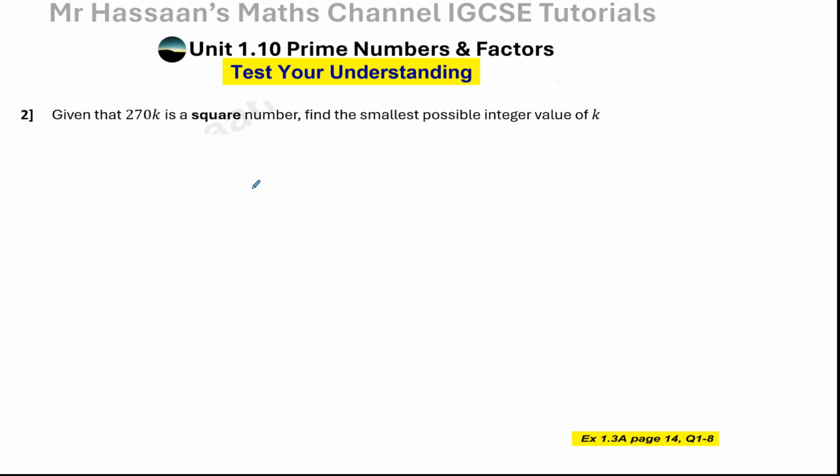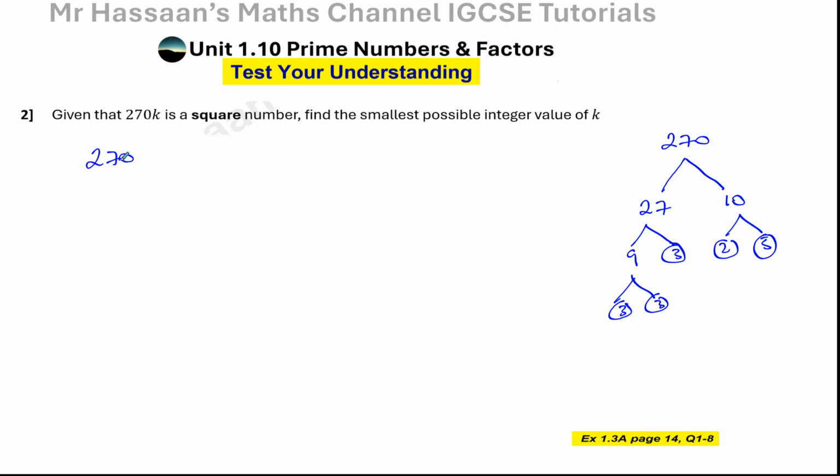So the first thing I'm going to do is take 270 and split it up into its prime factors. So I can think of this as 27 times 10. Now 10 will become 2 times 5, both prime. And 27, we have 9 times 3. So we have a 3 here and a 9 here. And the 9 also becomes 3 times 3. So we end up with 270 is equal to 2 times 3 cubed times 5.